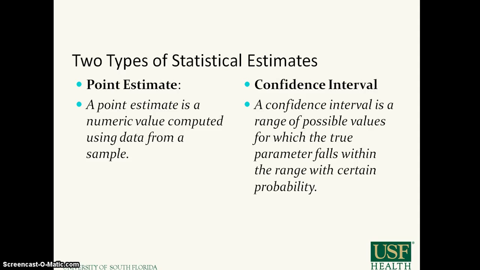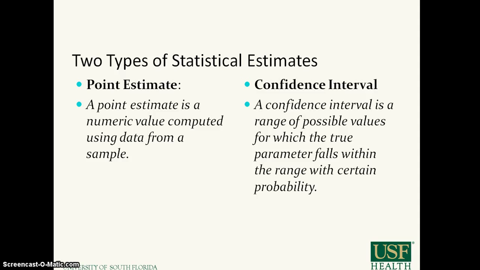And there are two types of statistical estimates. One is called a point estimate. A point estimate is a numerical value computed using data from a sample. So basically it's just one number. For example, for the prevalence of HIV in Florida, we say maybe it's 11%. That's just one single number.